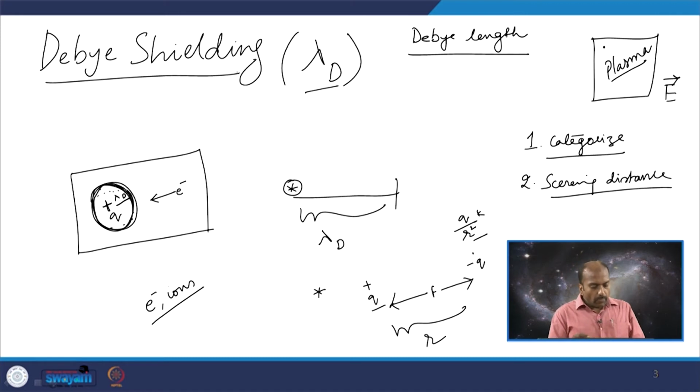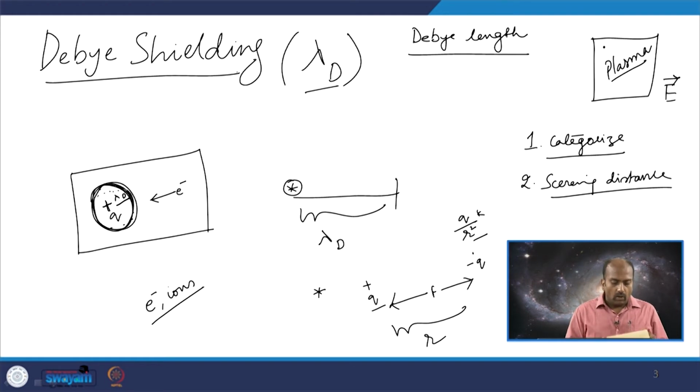Now, what else? It can be seen that plasma shields out the electric field that is applied to it. This can also be seen in another direction. If you apply an electric field to the plasma, the entire plasma will not feel it. Plasma will try to shield the field such that the electric field's influence will remain only up to a certain extent in the plasma. The remaining plasma will not come under the influence of the electric field that you have applied.